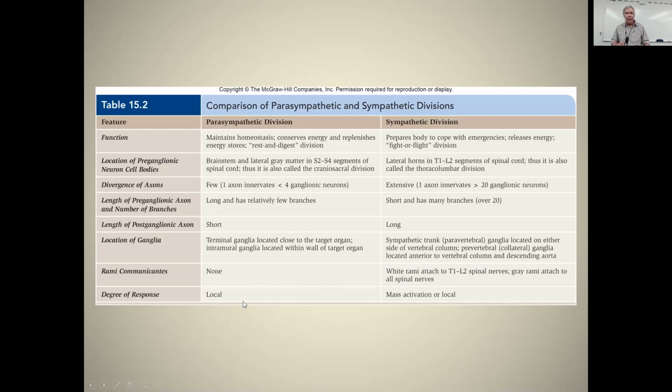And degree of response, local response. Usually it's a local isolated response for parasympathetic. Sympathetic can have a local response, but sometimes it has what's called a mass activation, which stimulates many organs at the same time. And that's because the preganglionic axon has collaterals, many collaterals.